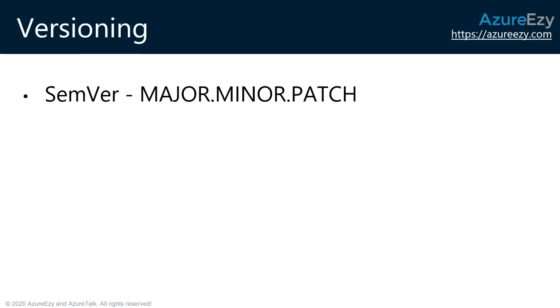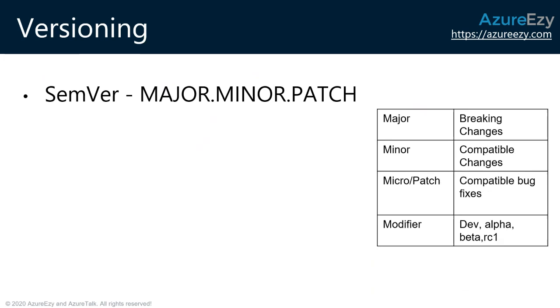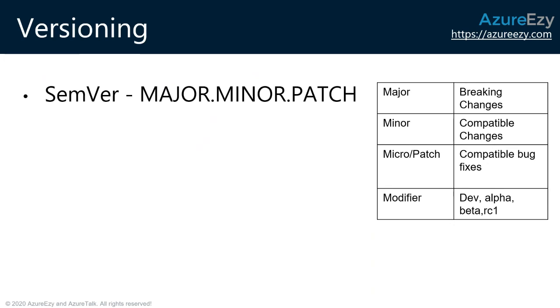The first one is SemVer. SemVer is a versioning system where they call the first part major, the second part minor, and the third part patch. Now, what we mean by major, minor, and patch is explained by this particular table.